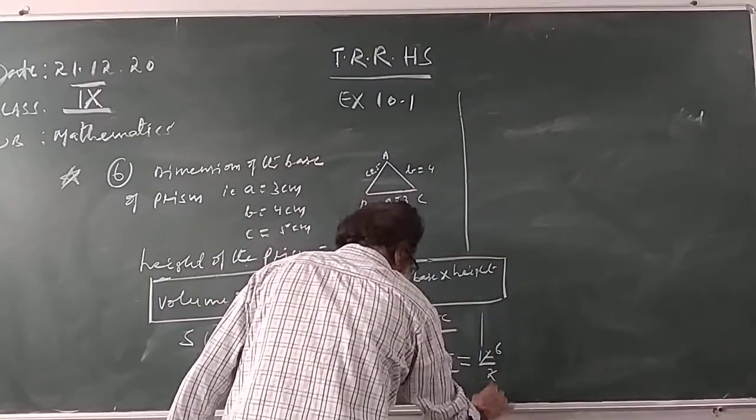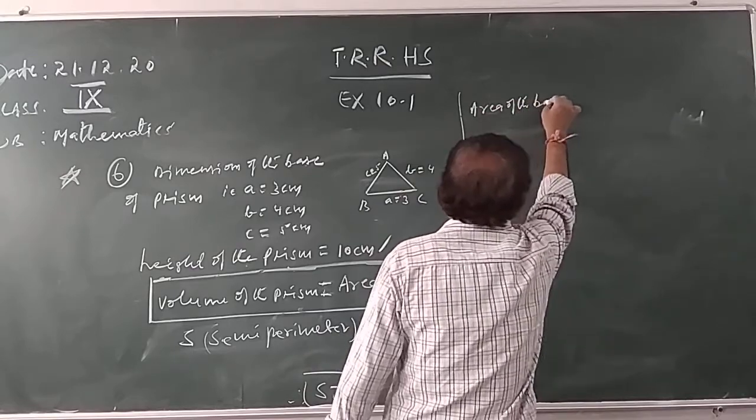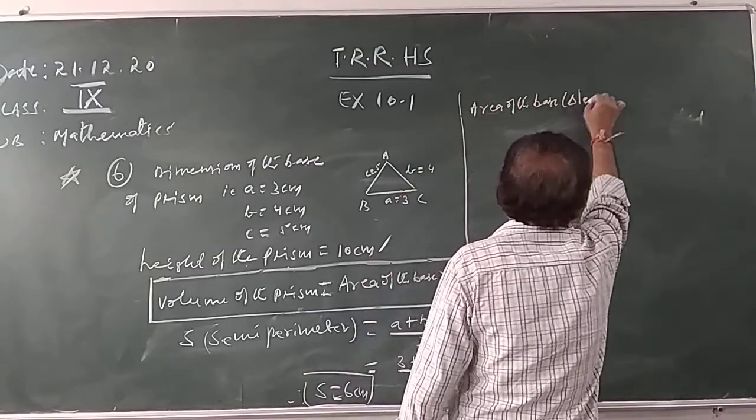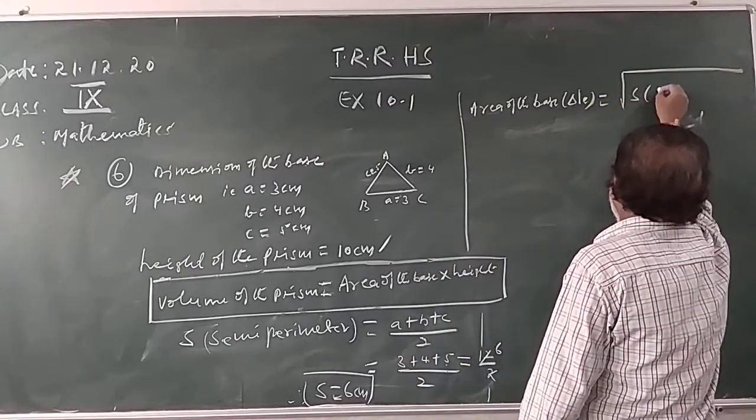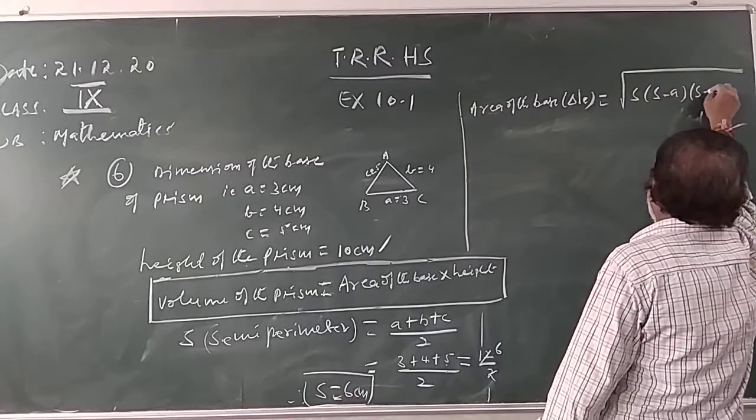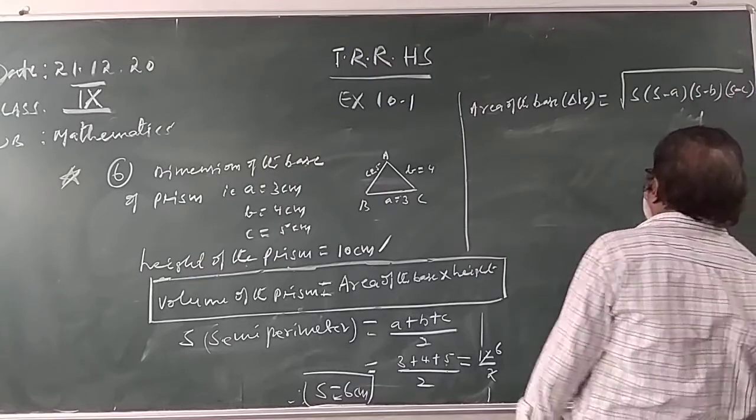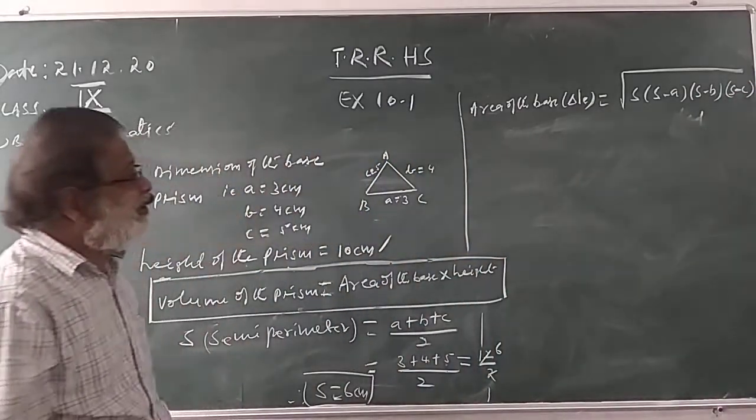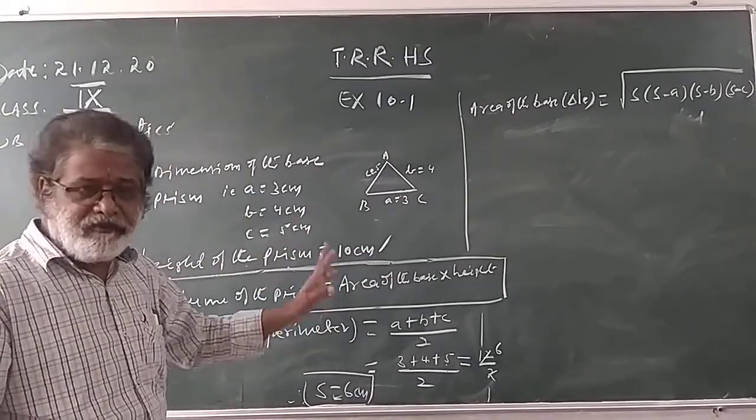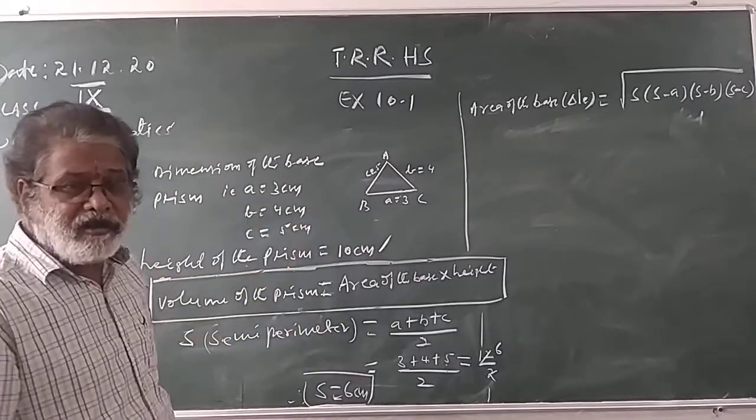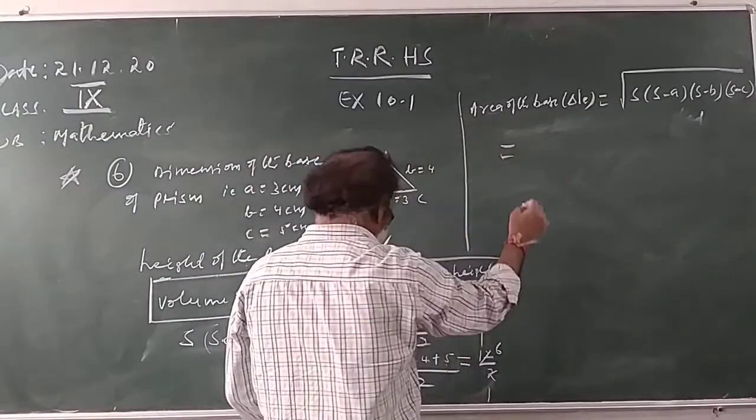area of the base. What is the base here? Triangle. Area of the base is equal to the formula under root s into s minus a, s minus b, s minus c. This is called Heron's principle. Area of the base means area of the triangle. Substitute the values. What value of s did we get? 6.